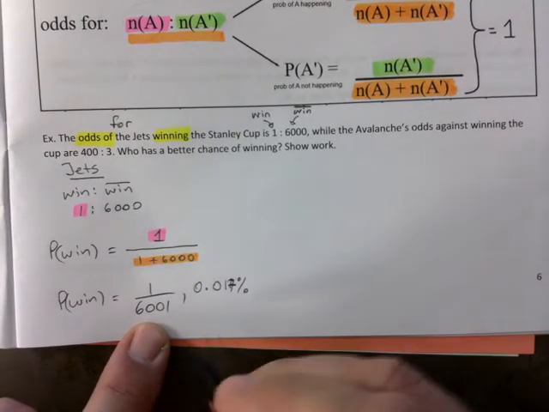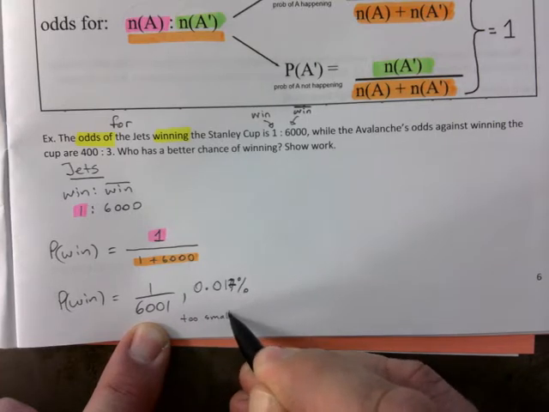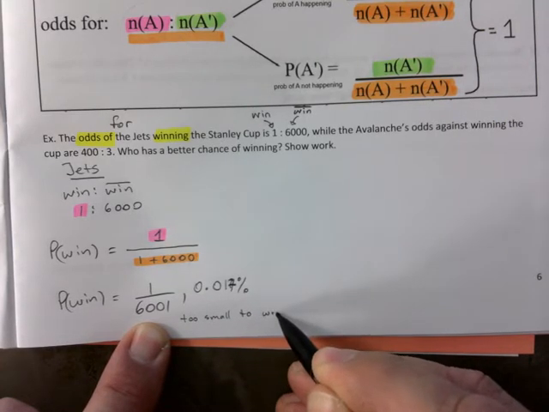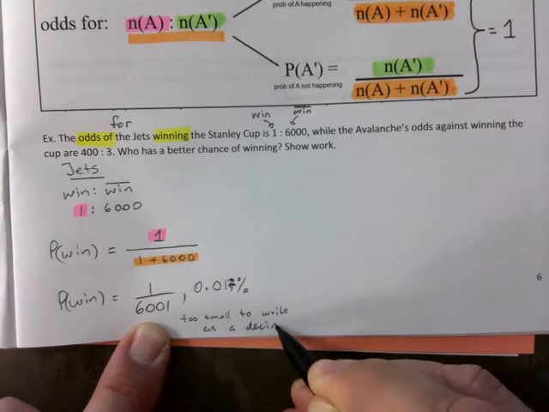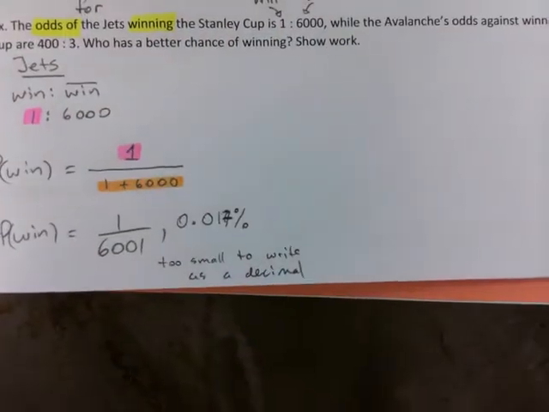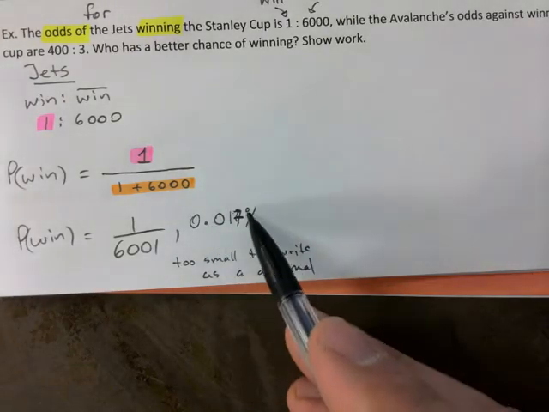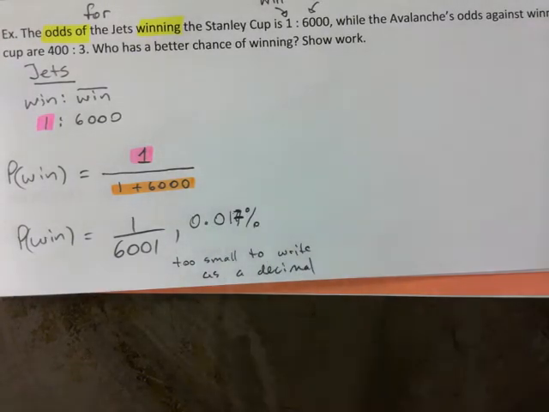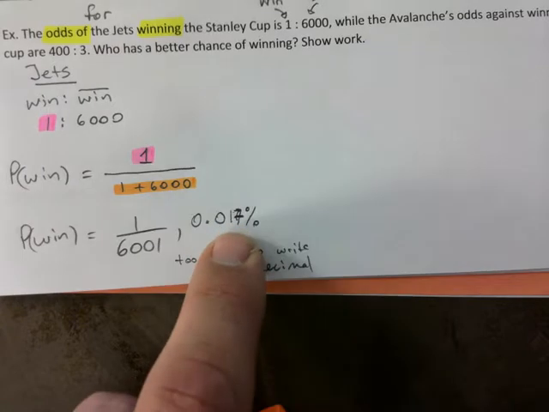Okay. Too small to write as a decimal, right? And you're going to say, too small to read, Mr. Dirksen. I get it, right? So you're like, this is a decimal. No, if it has a percent symbol at the end, we call them percentages, okay? So that means that I turned this into a decimal, then multiplied it by 100 to get this.